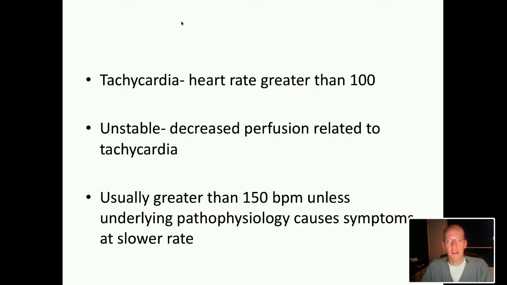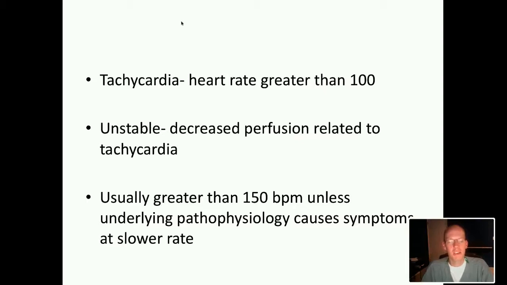So you basically need to have a heart rate greater than 100, and there needs to be decreased perfusion that's related to the tachycardia. And that's important because to be unstable tachycardia, you need to be operating under the assumption that the heart rate is the reason the patient's having poor perfusion. If you identify a patient that is having poor perfusion and has an elevated heart rate greater than 100, that may actually be sinus, and the poor perfusion could be a myriad of causes such as hypotension, fever, sepsis, etc.